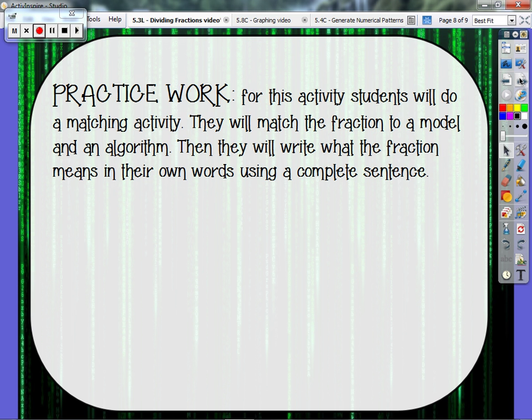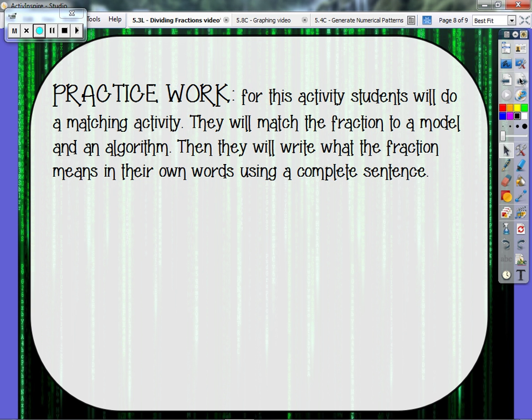Okay. And after going over a few practice problems like that with the students, giving them the opportunity to work them out together with a partner, I would proceed on to the practice work. For this activity, the students will do a matching activity. They will match a fraction to a model and an algorithm. And after they match those 3 things together, they're going to be responsible for writing down what the fraction means in their own words, using complete sentences.